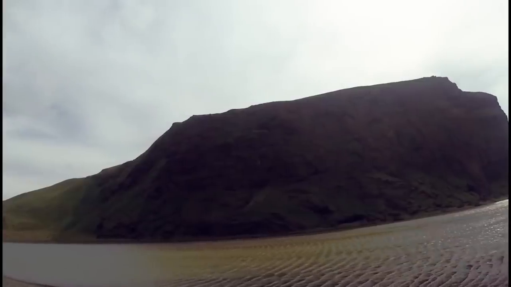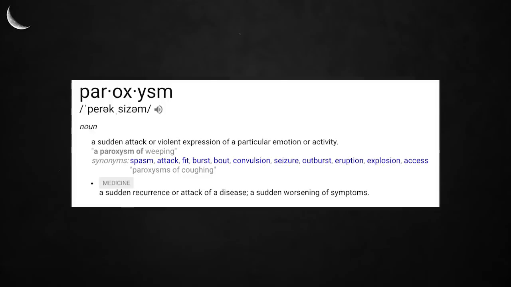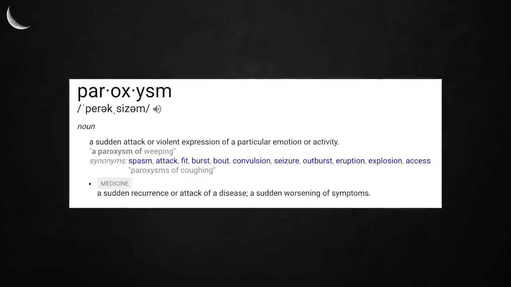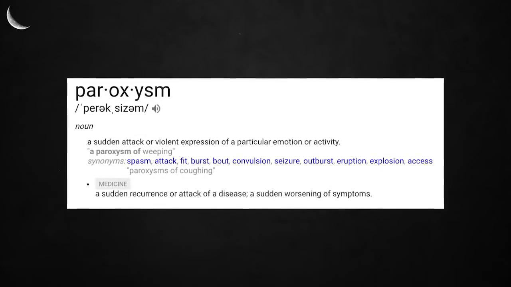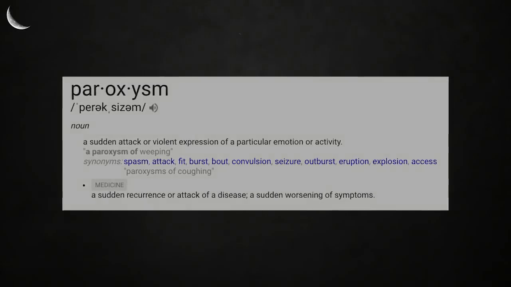Do you see it? Here, let me show you a screen cap. See it now? At 9 seconds exactly, the screen glitches and a message reading "paroxysm" appears in the bottom left corner. Googling the definition of this presents us with this: paroxysm, a sudden recurrence or attack of a disease or a sudden worsening of symptoms. This was masterfully placed and ties into our theory quite nicely.